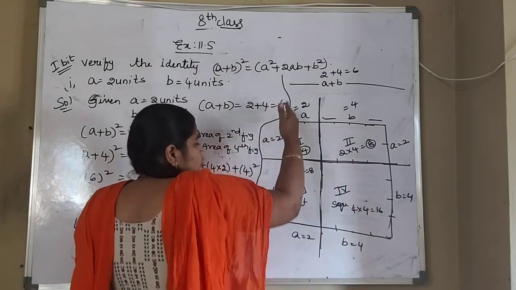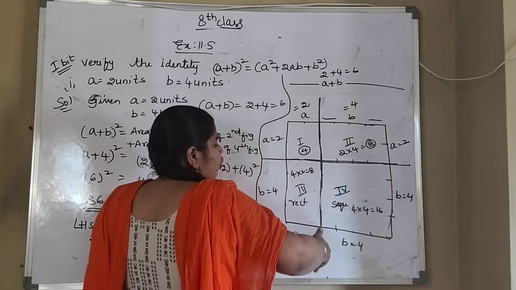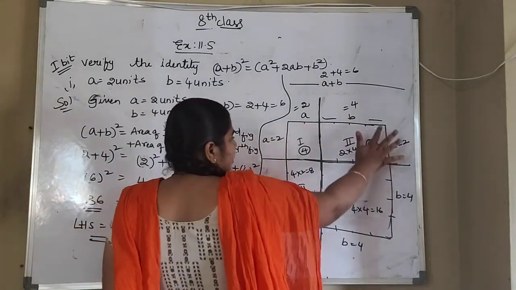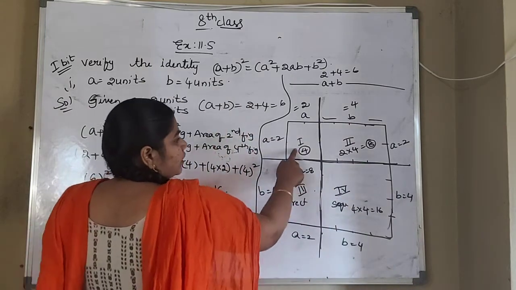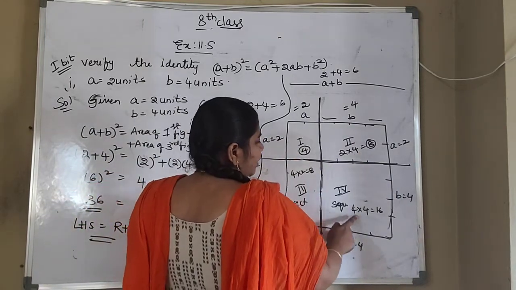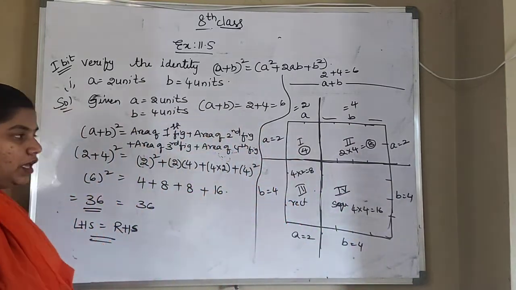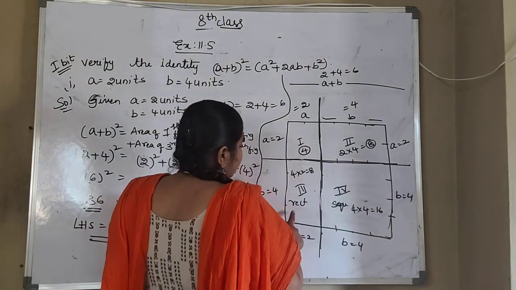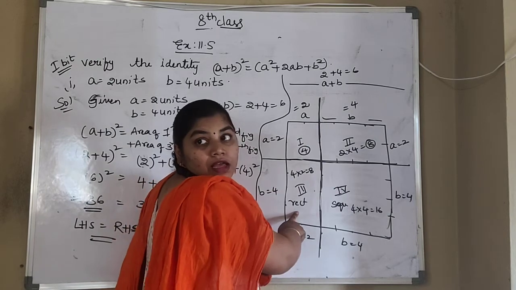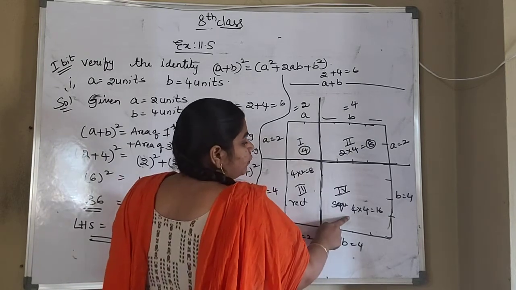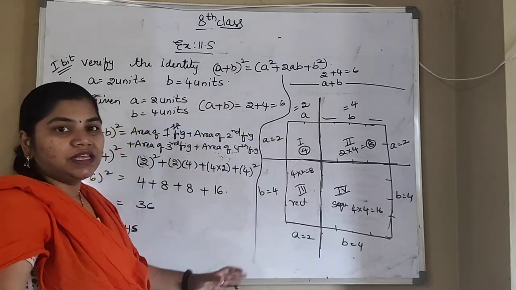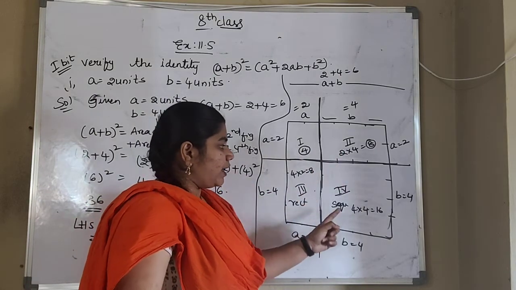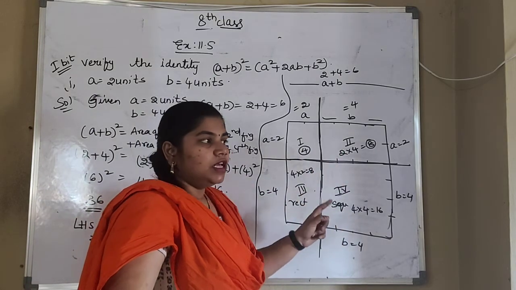Square is there, so you form one square and draw a lines. So this box has been divided into 4 parts. First figure, second figure, third figure and fourth figure. Now first figure is a square, second figure is a rectangle, third figure is also a rectangle and fourth figure is a square. First figure is square, rectangle, rectangle, square.